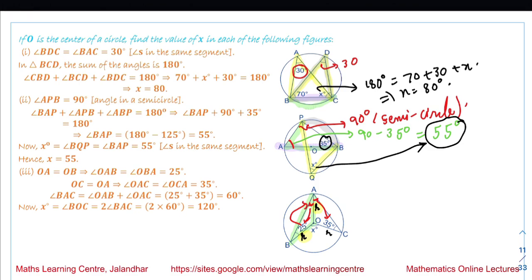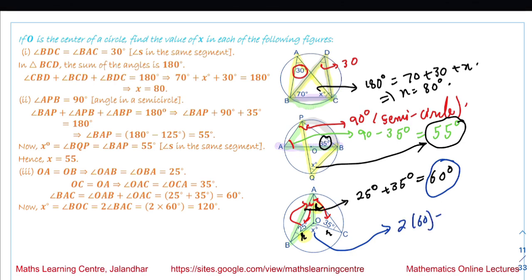So we get that this total angle at A is 25 degrees plus 35 degrees, that is equal to 60 degrees. So the angle at O will be 2 times this angle. If this angle is 60 degrees, the value of this angle x will be 2 times 60, that is equal to 120 degrees.